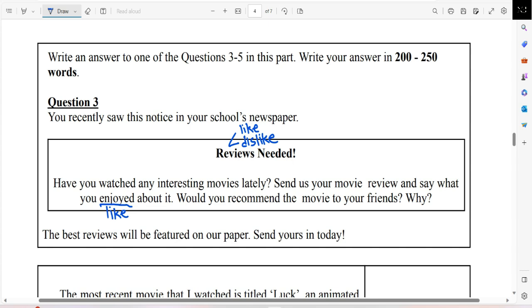Unless the instruction just says, send us your movie review. Would you recommend the movie to your friends? Why? And then you can write both your likes and your dislikes. But here in particular, they already listed out that you are supposed to write what you enjoyed about it. So you need to write what you like about the film. And also one more thing, because normally for reviews, you have already experienced the movie, whatever experience that you have experienced.